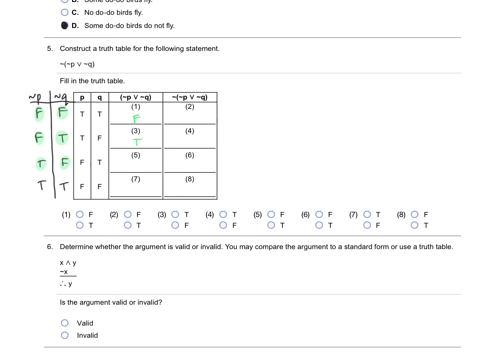Third, we have true, false. Again, since we have one true, the compound statement is true. And then last, we have two trues. So again, if at least one is true, then it's true.